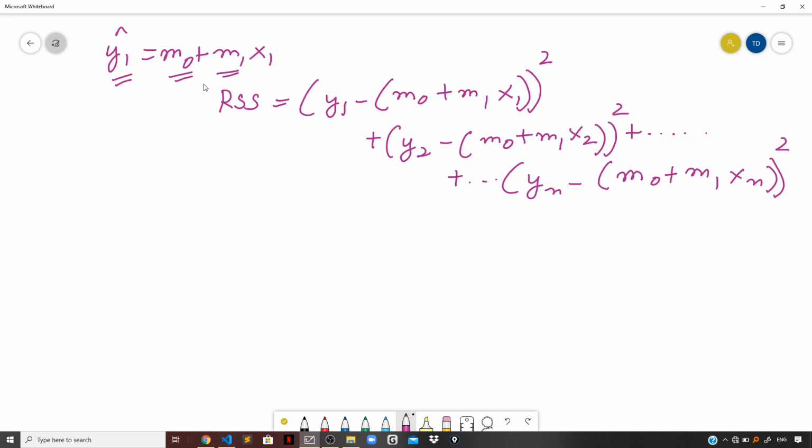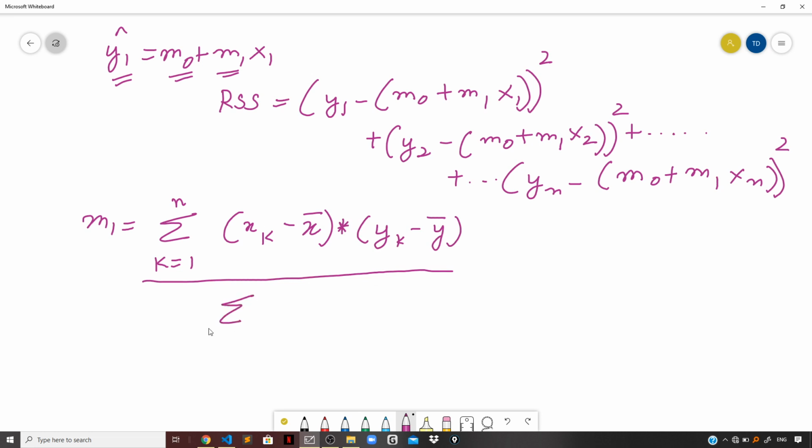So on solving this, in the final form, m1 comes out to be summation from k=1 to n. So I'm summing up all the values, and I say xk, a certain point xk, which is a certain input variable, minus x bar, which is our mean value of x, I will tell you shortly, and then multiplied with yk minus y bar, divided by summation from k=1 to n of xk minus x bar whole square.